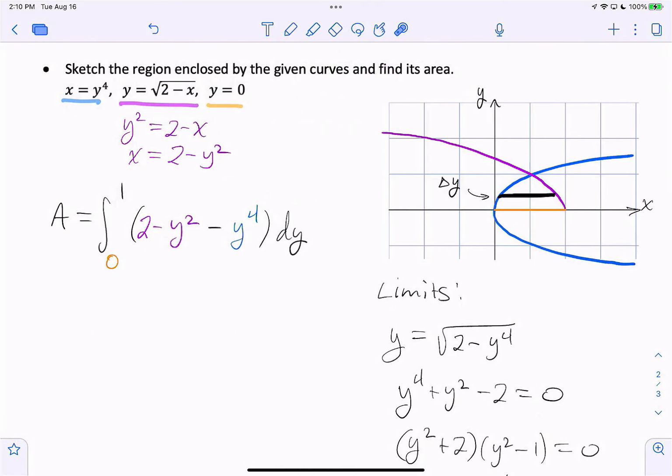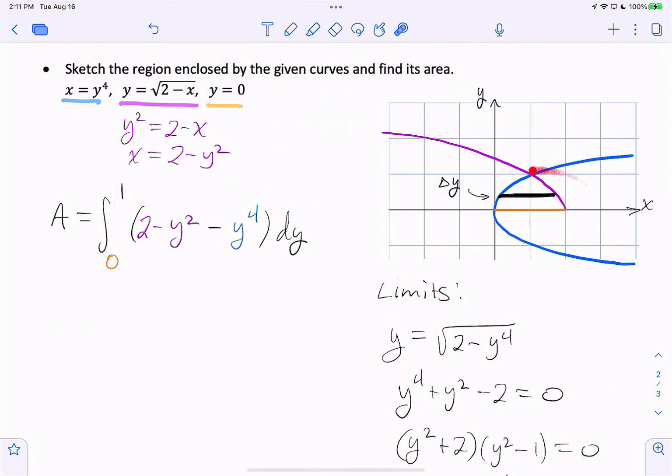I didn't get to the end, but I wanted to make sure that we agree on the setup here. So x equals y to the fourth is kind of like a flattened parabola on its side. And then y equals the square root of 2 minus x is going to be a square root function that's been flipped and shifted, right? And then y equals 0 is, of course, the x-axis.